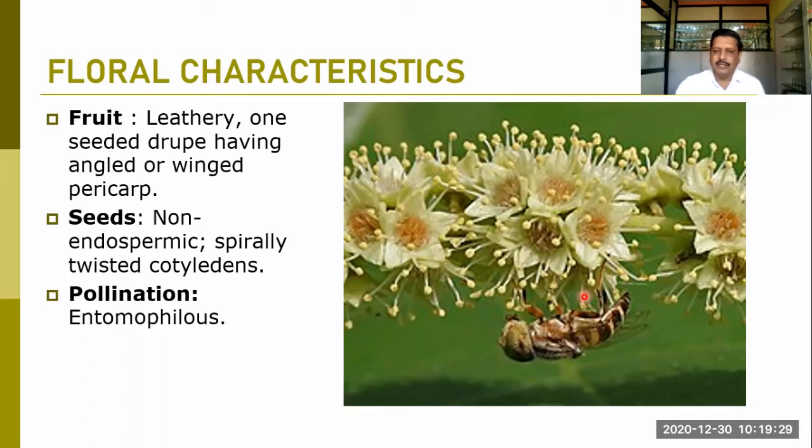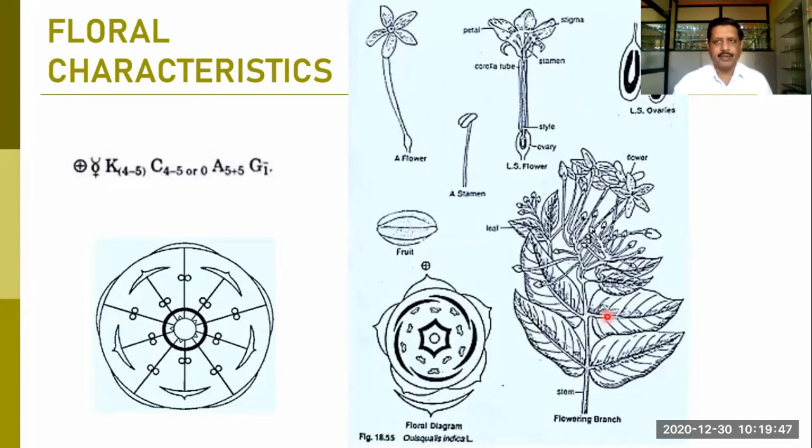Pollination is entomophilous. Here you can observe that the honeybee visits the flower for the honey, as the receptacular disc and nectary glands are present at the base. So it is the entomophilous type of pollination found in this family Combretaceae.